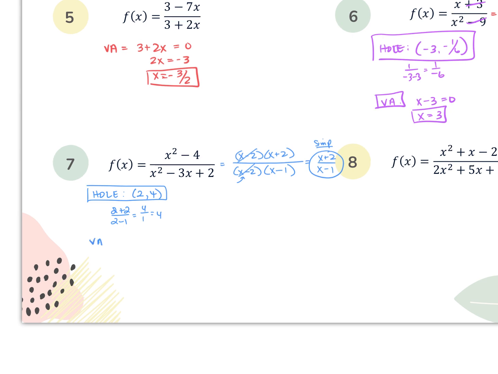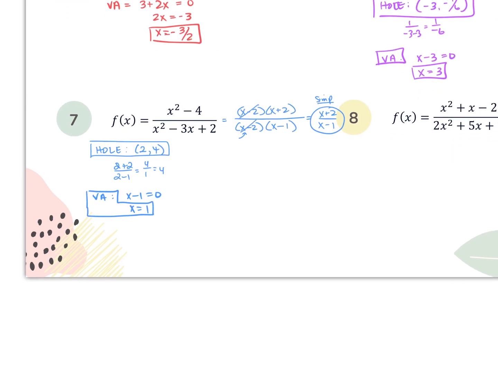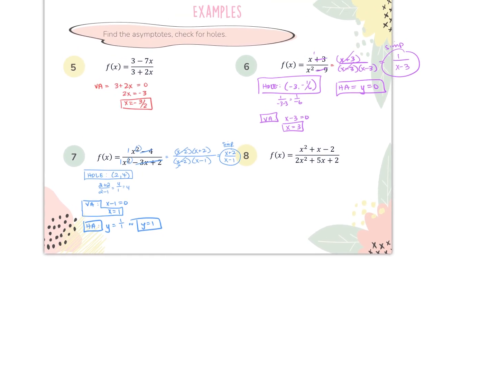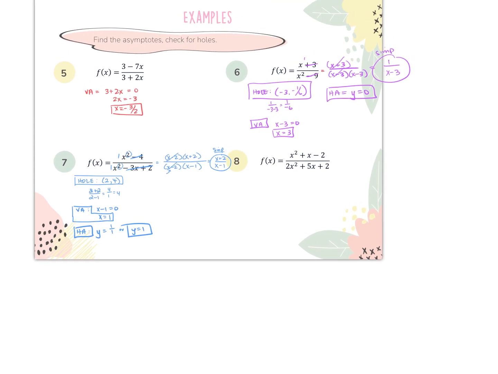Now I go to my vertical asymptote. Again, I use the simplified version. I know the denominator cannot equal 0, so x equaling 1 would make that happen, and so that's my vertical asymptote right there. And then for my horizontal asymptote, I have to look back at the original equation. Again, I've got 1x squared over 1x squared. The exponents are the same, so I know the horizontal asymptote is y equals 1 over 1, or y equals 1. And so this is my horizontal asymptote, and so that's it. As you can see, I think it gets easier and easier and easier as you go.